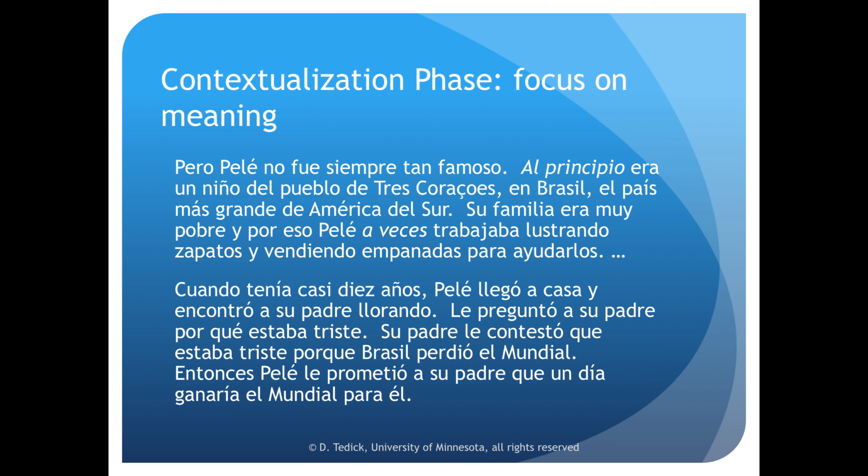The whole CAPA sequence was developed by Katie Perrin and Amy Young some years ago. This is just an excerpt of this text on Pelé, and the whole class actually read the text together and discussed what they learned about Pelé.